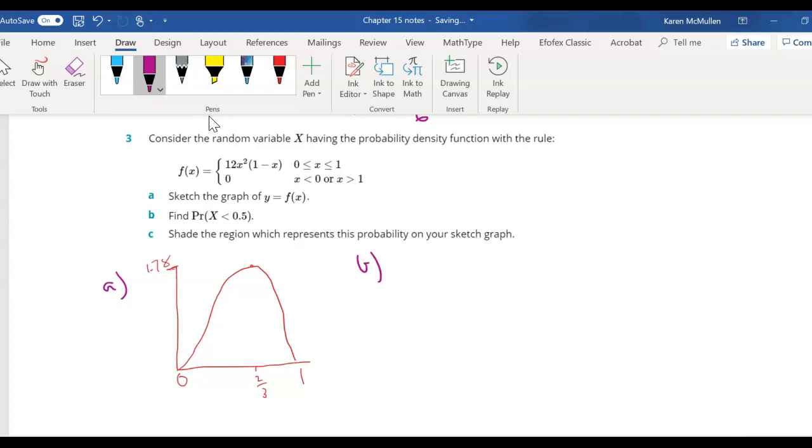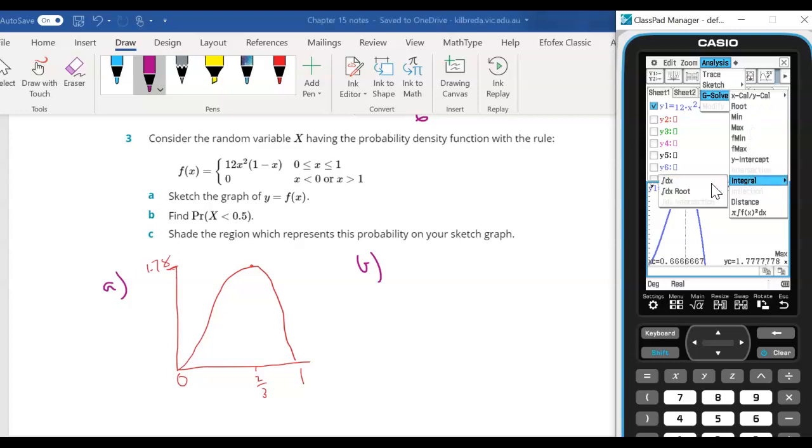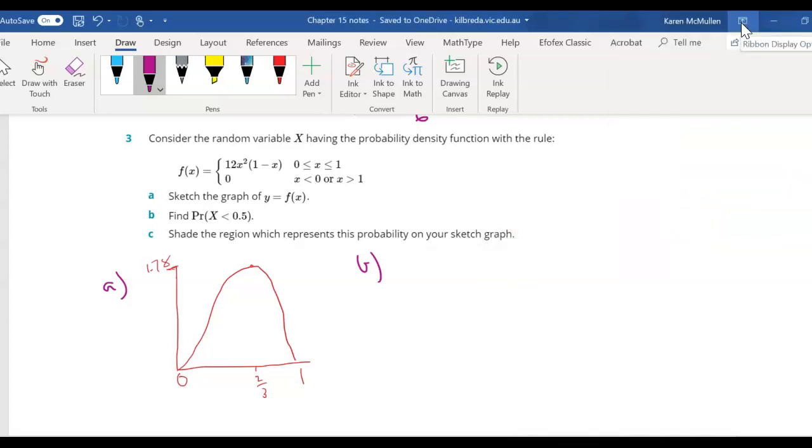Very rough sketch. For part B, find the probability that x is less than 0.5. So we can easily do that on the calculator screen. Let me just get my calculator back up. All right, so we want to do integral and, all right, the graphing screen is not working for me at the moment, so I'm just going to do it the other way, which I prefer.